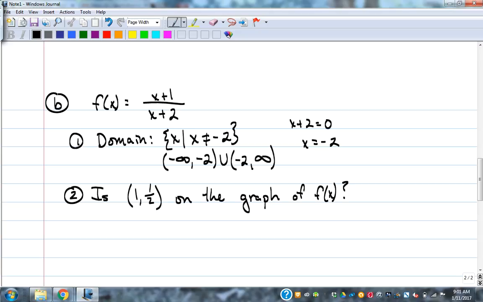All right, so let's look at this question. It's an interesting one. Is 1 comma 1/2, the ordered pair, x equals 1, y equals 1/2, on the graph of f of x? How could we determine that without graphing? Good idea. I like it. Let's try that. I'm just going to plug in 1 for x, and it should equal 1/2 if this point is on the graph. But it doesn't. It equals 2/3. So is that ordered pair on the graph? No.